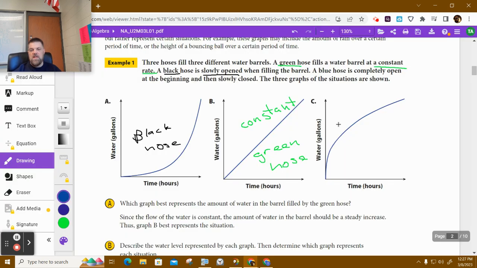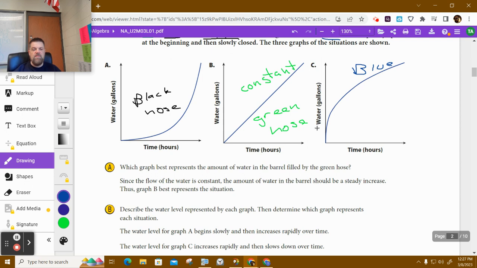Okay. So now for the blue hose, what we need to do is it's completely open and then it slowly gets closed. So that's got to be this one by default. But do you see what that does? There's a whole bunch of water coming out and then the water slowly tapers off to fill the barrel. Okay?